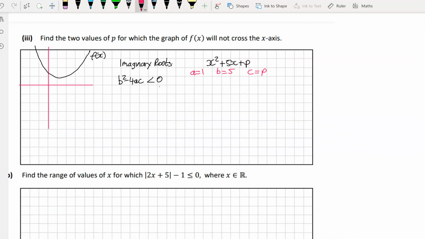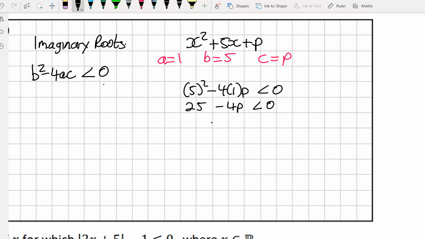A is equal to 1, b is equal to 5, c is equal to p. If 25 minus 4p is less than 0, minus 4p is less than minus 25. Dividing across by a negative 4 now, remember to reverse the sign. So you get a value of p is greater than 6.25.